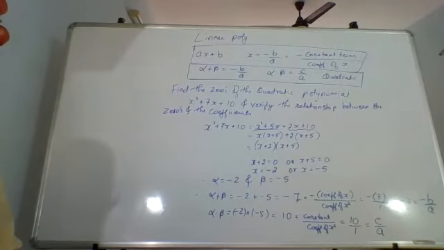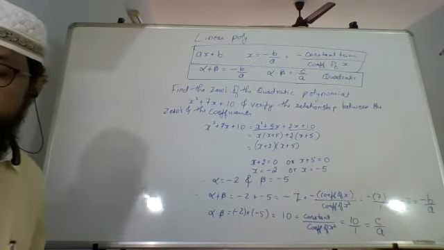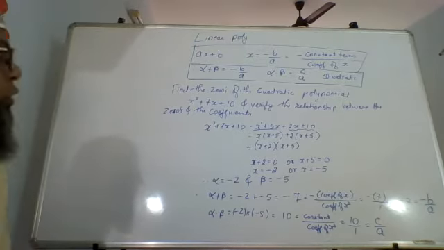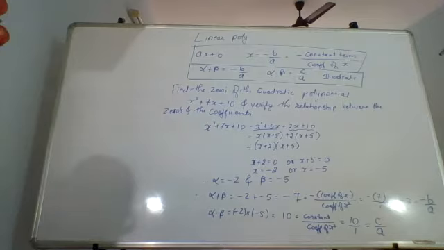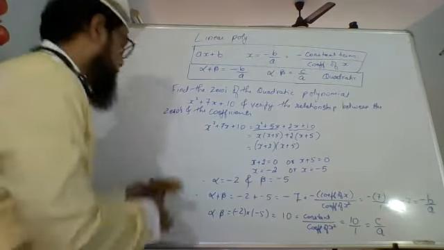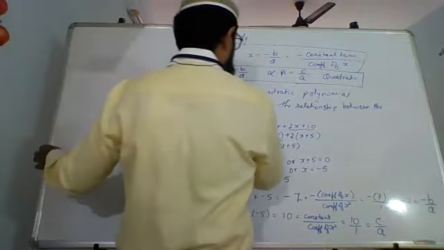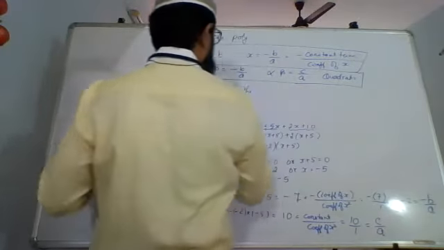Okay, same type of sum we are going to see, and then one different type, and then we'll finish it for today. What is it? Find the zeros of the polynomial x square minus 3 and verify the relationship between the zeros and the coefficients.